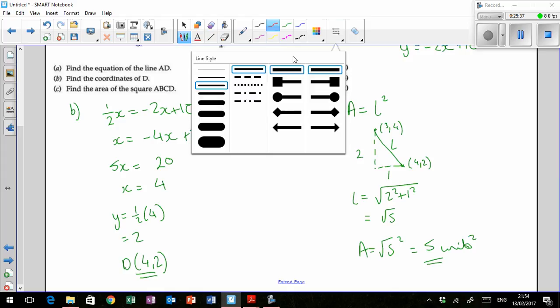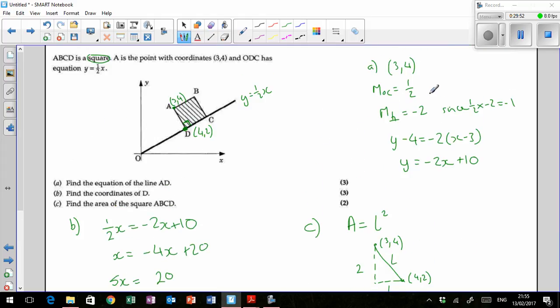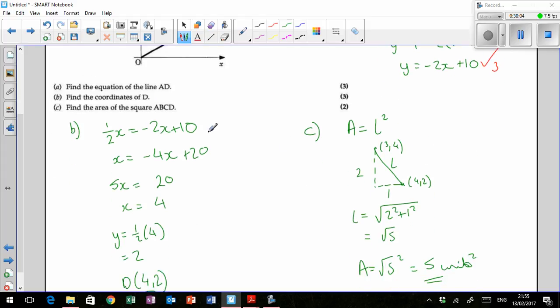Okay, looking at the marking. So last question. In the first one, you're getting a mark for identifying the gradient as a half. A mark for then identifying the gradient of your line is -2. And then a third mark for y equals negative 2x plus 10. In part B, 1 mark for setting up the simultaneous equation, 1 mark for 4, 1 mark for the coordinate of D. And then in C, you're getting 1 mark for finding the length and then 1 mark for giving the area.